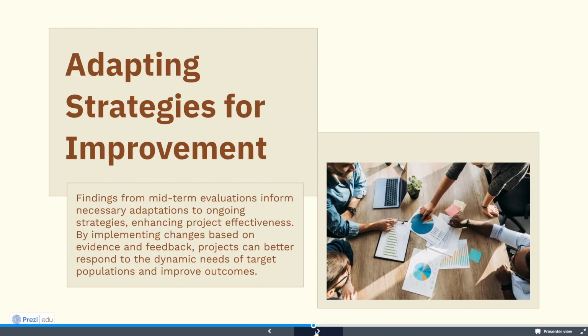Adapting strategies for improvement. Findings from midterm evaluations inform necessary adaptations to ongoing strategies, enhancing project effectiveness by implementing changes based on evidence and feedback. Projects can better respond to the dynamic needs of target populations and improve outcomes.